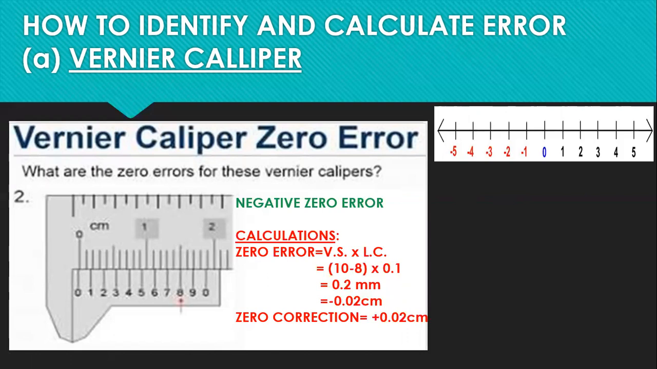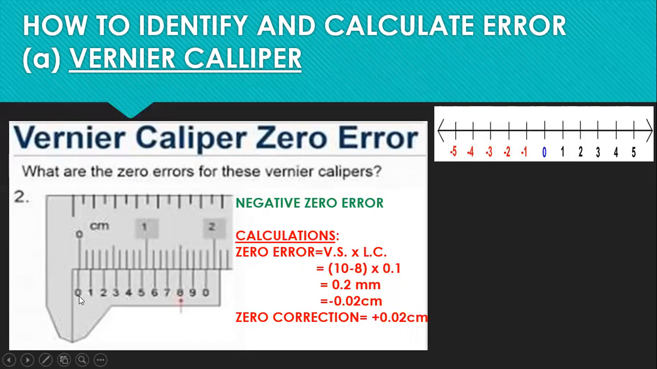Calculations. 0 error is equal to Vernier scale into least count. But over here, to find the Vernier scale reading, it is different from the one we did previously in case of positive error. Over here, you subtract the best coinciding line with the total number of divisions on Vernier scale. So the total number of divisions on Vernier scale are 10. 0, 1, 2, 3, 4, 5, 6, 7, 8, 9, 10. These total number of divisions 10, you are going to subtract 10 by the best coinciding line.